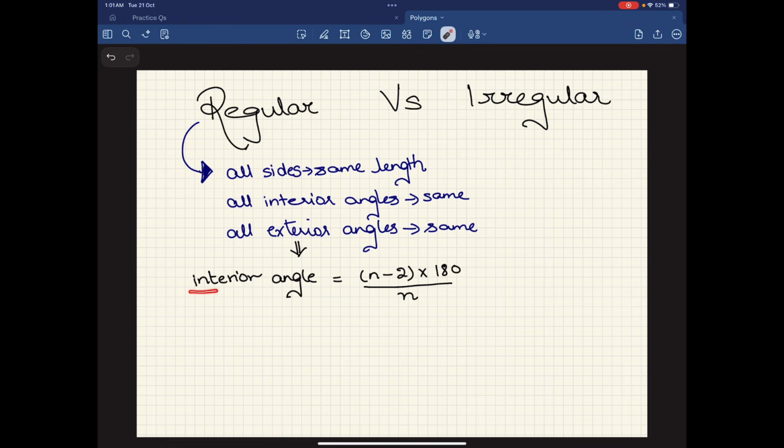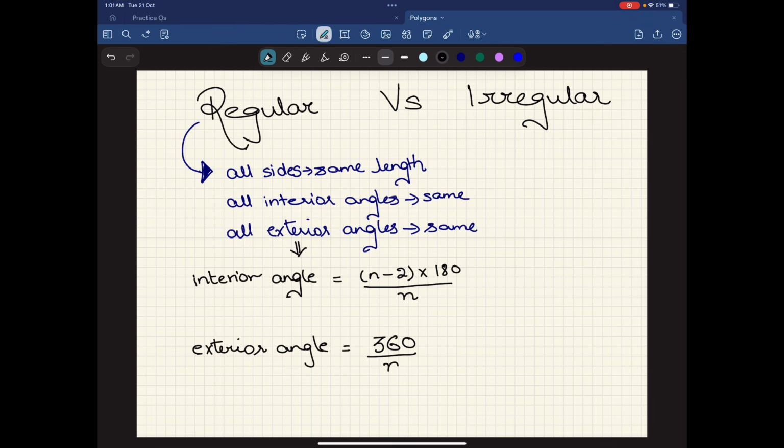Just like interior angles, the sum of exterior angles will also be equally divided between the number of sides or number of angles of the polygon. So each exterior angle is going to be the sum, which is 360, always for exterior angles, divided by the number of sides. Okay, so these formulas will be used to calculate individual interior or exterior angles for regular polygons only.